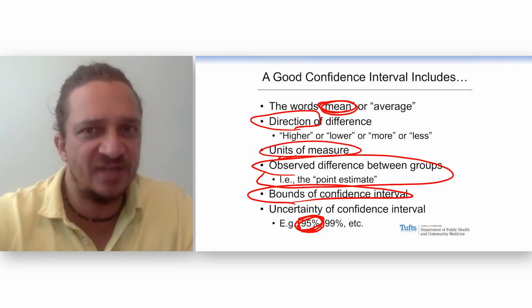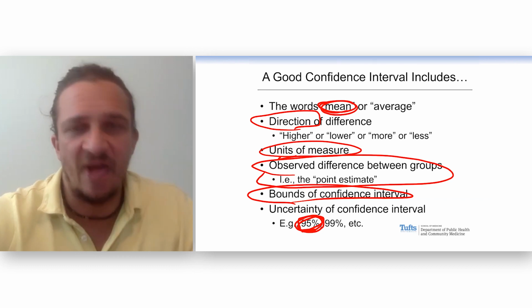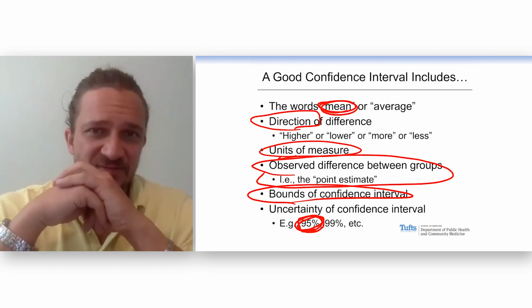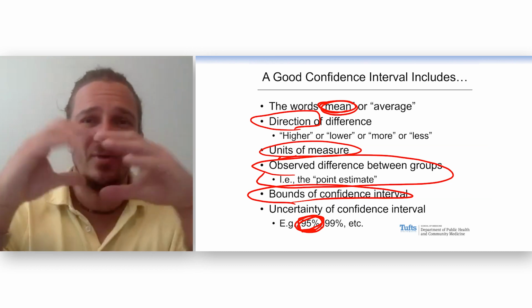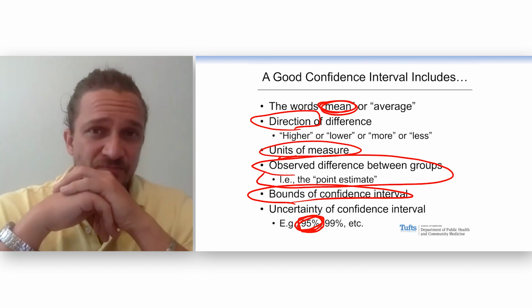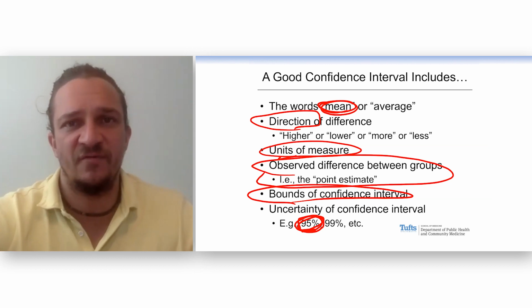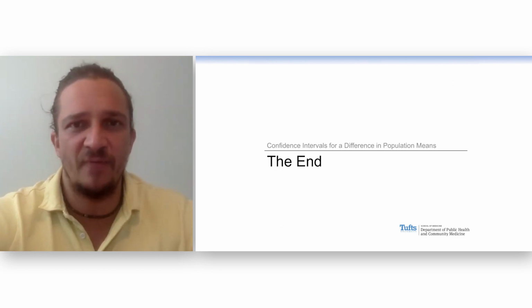We are 95% confident that on the average, boys are 5 units higher than girls, and our confidence interval might be between 4 and 6. Or if we have a smaller sample, it might be between 3 and 7. So make sure you have these elements in here when you summarize your confidence interval for a difference in two population means.